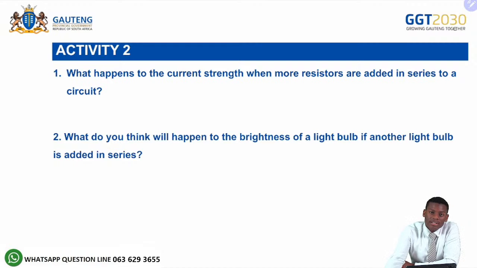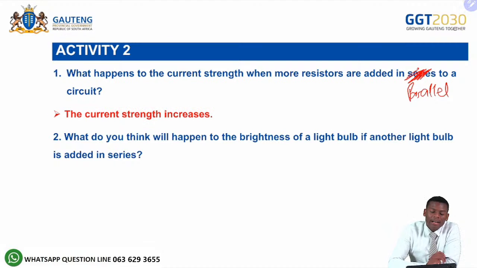When you add more resistors in a series circuit, the current decreases. However, if we ask what happens to the current strength when more resistors are added in a parallel circuit, the current strength increases. So it's the opposite of the series circuit.